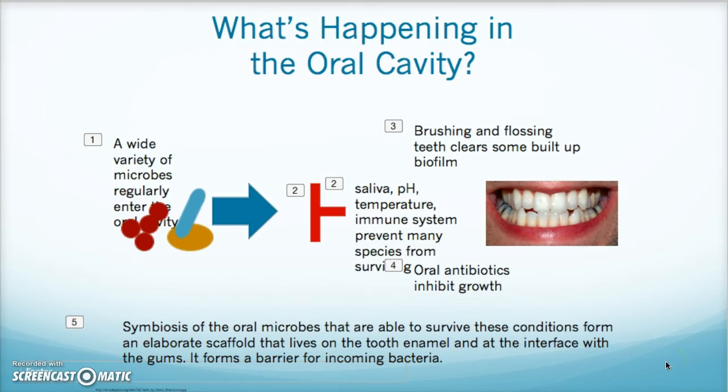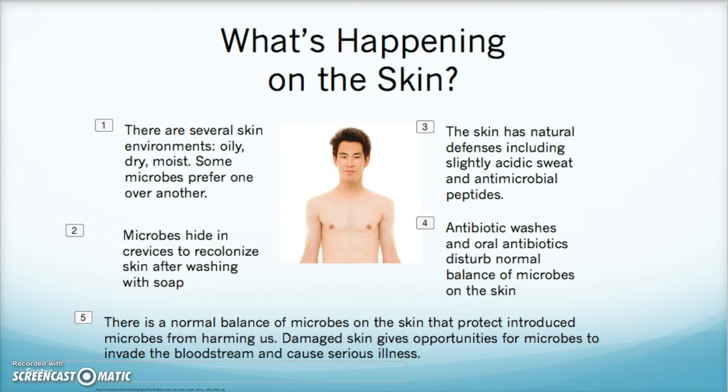And then there is a symbiosis of the oral microbes. So the ones that live in there, they have an ability to survive the conditions by being able to build up and live on the tooth enamel. And if they're the healthy ones, what they're able to do is actually form a barrier for incoming bacteria that could be causing problems. So once again, it's a place where if we have healthy, proper microbes, they're actually going to prevent pathogenic microbes from inoculating the surface.